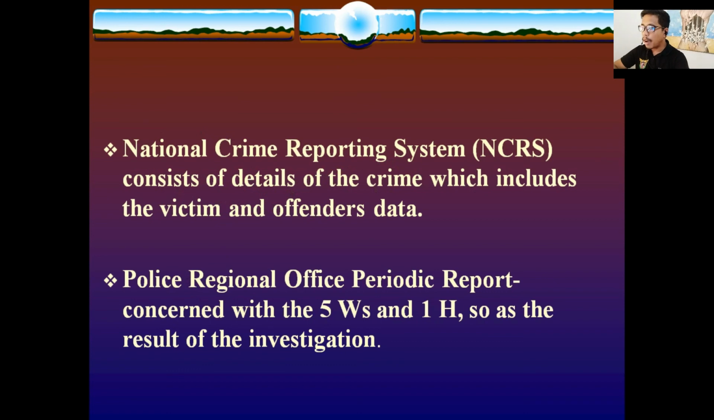Lastly, we have the Police Regional Office Periodic Report concerned with the 5 Ws and 1 H, as the result of the investigation. The 5 Ws and 1 H refers to the cardinal rules of investigation: the why, the who, the where, the what, the when, and the how. These are considered as the cardinal rules of investigation, which will also be reported not just to the regional office but also to the national headquarters.